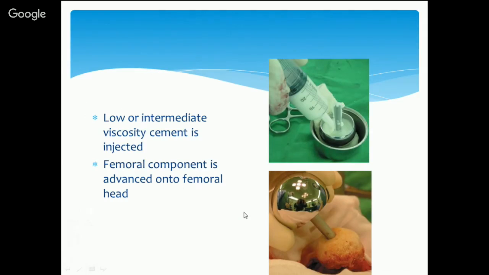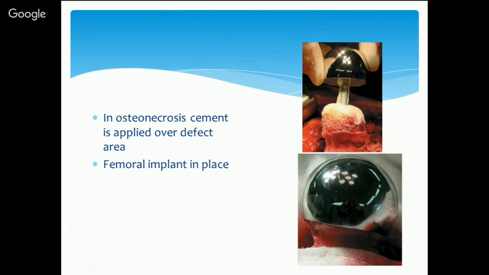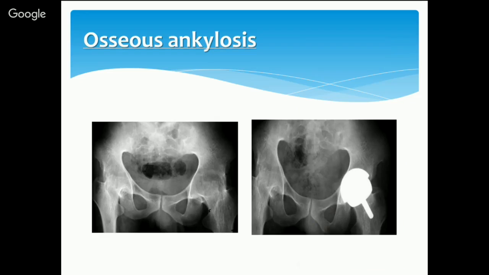This is the trial component. Then the femoral component is introduced. If there is osteonecrosis, we have to remove the bone fragments. Then cement is applied over the defect, and the femoral implant is placed.